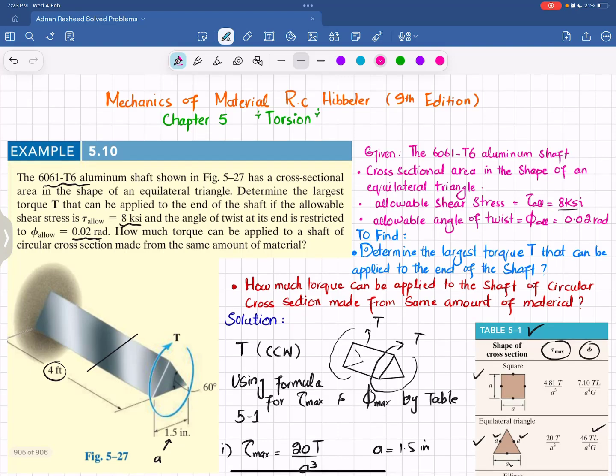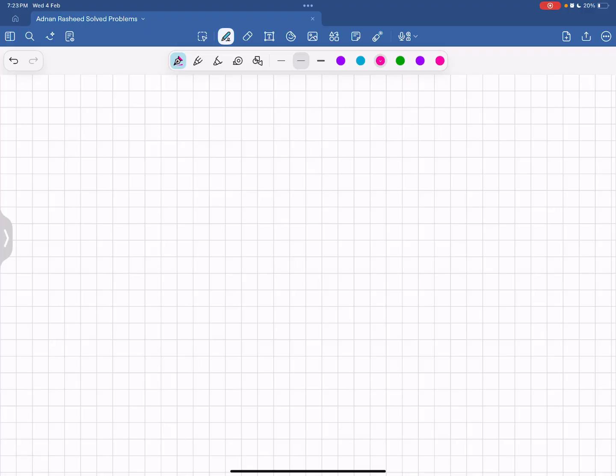Now we'll move toward the second part: how much torque can be applied on the shaft of circular cross section made from the same material. So what we will do is, you can see that the volume of circular rod is equal to the volume of equilateral triangle. Clear? So this will be equal to area of circular rod multiplied by length, and area of equilateral triangle multiplied by its length, because we have to use the same volume. So both lengths will be the same, so it will be cancelled. So area of circular rod will be equal to area of equilateral triangle.